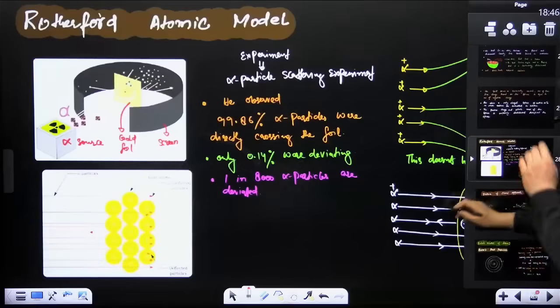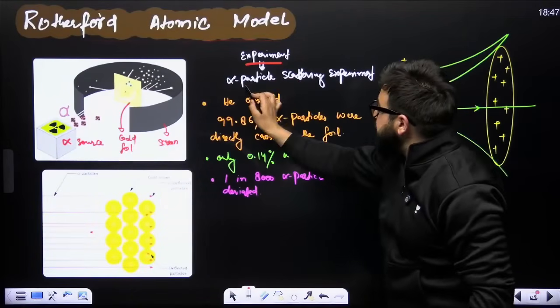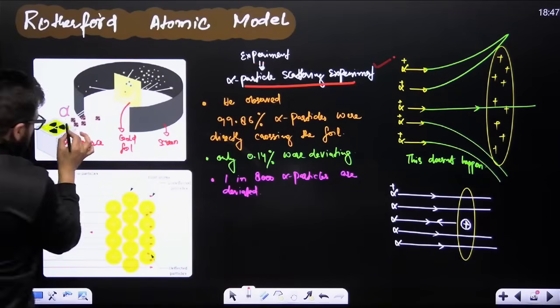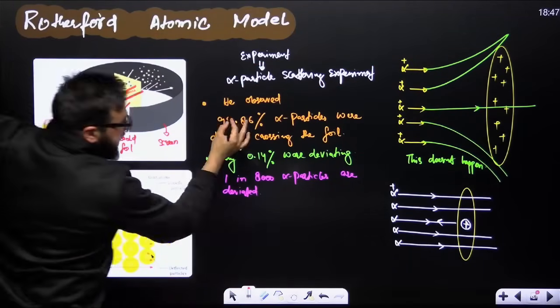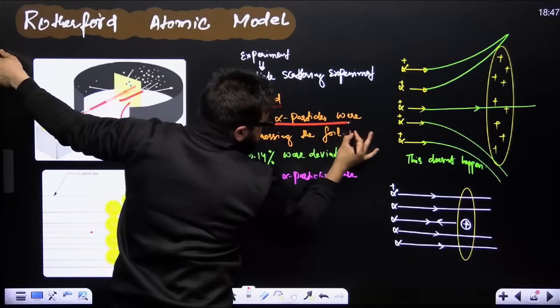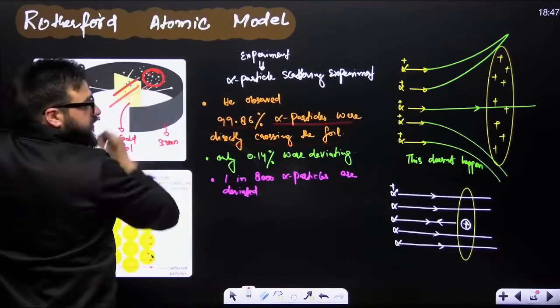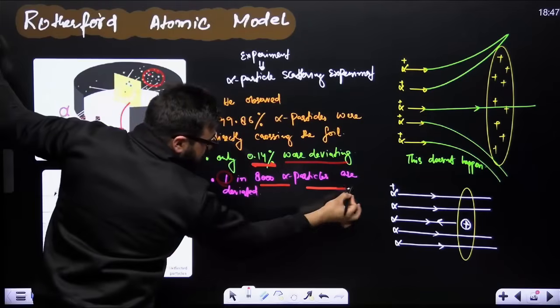Then my dear NEET aspirants, came Rutherford's atomic model. He performed an experiment, what we call the alpha particle scattering experiment. He took an alpha source from which alpha particles were coming out, crossing a gold foil. He observed 99.86% of alpha particles were directly crossing the gold foil and falling on the screen, and only 0.14% were deviating. That means 1 in 8,000 alpha particles are deviated.